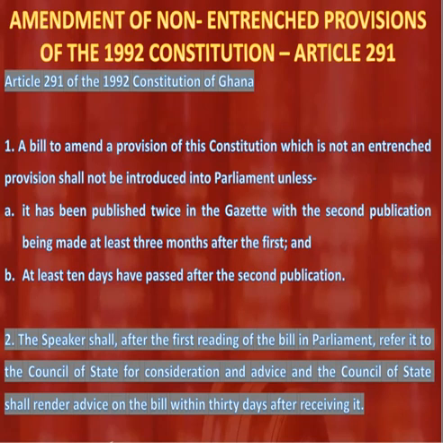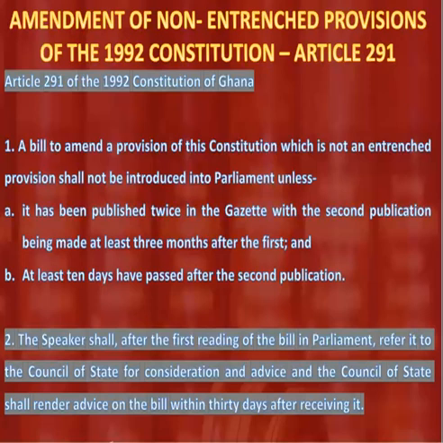What this means is that if you want to amend a non-entrenched provision, first of all, the bill for the amendment must be published twice in the Gazette. But when it is published twice in the Gazette, there must be an interval of at least 3 months between the first publication and the second publication in the Gazette.